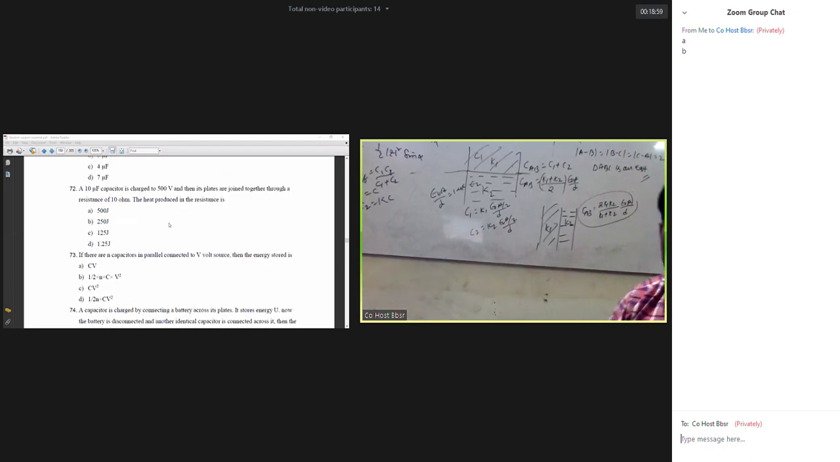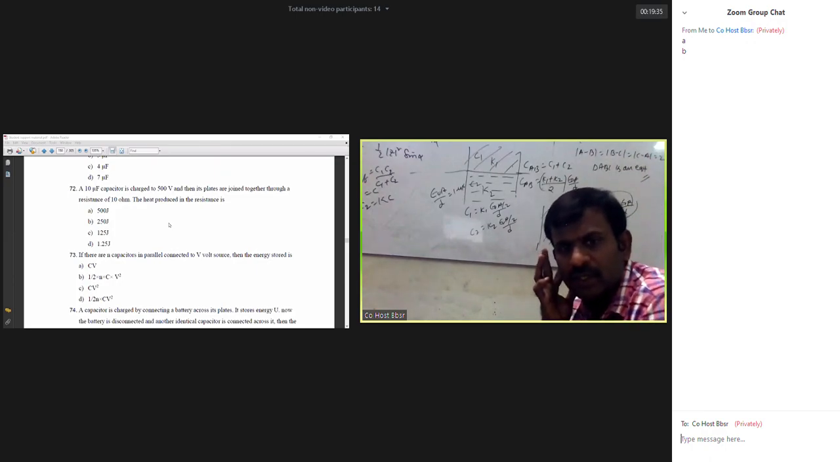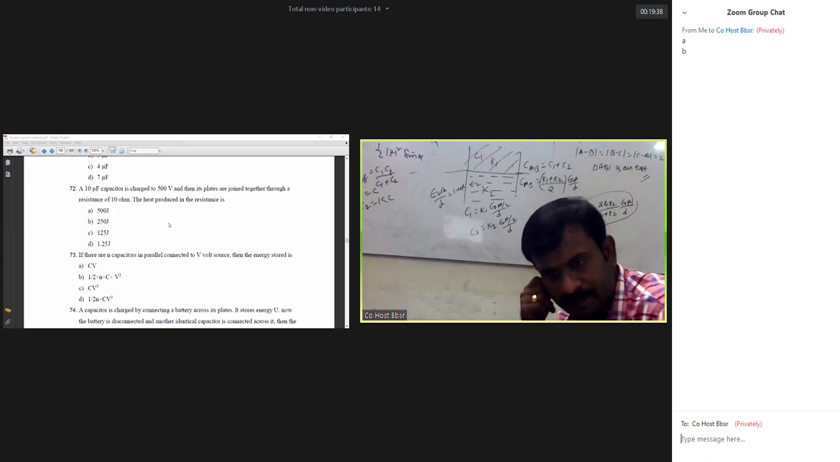Now, 72. Energy stored. Heat produced is nothing but the energy stored in the capacitor converted into heat, half CV square. Very good. 73.